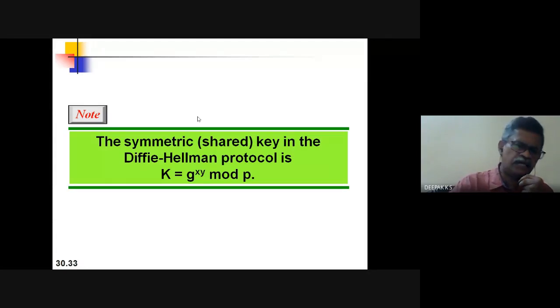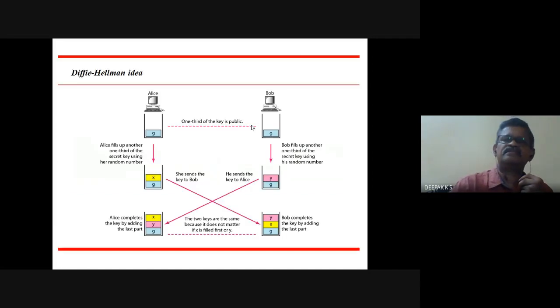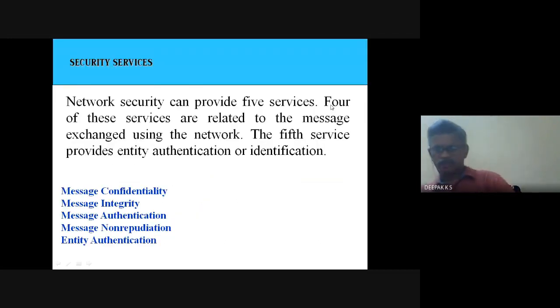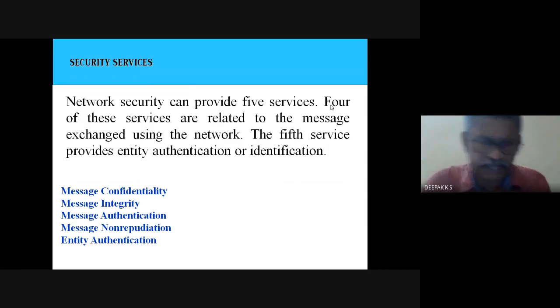And the other protocol, the second protocol in asymmetric, is Diffie-Hellman. Here also there is some structure to generate the key and parameters, and this is how this goes on. So that is just the introductory part.